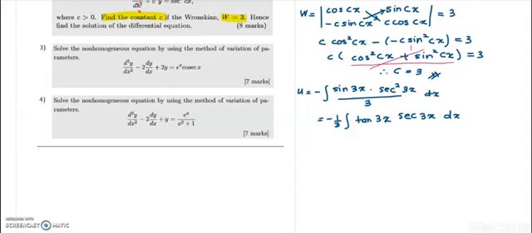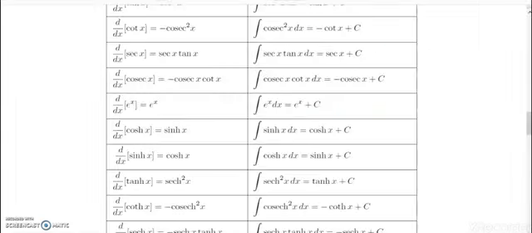Many of the students get stuck here, and do not know how to solve tangent 3x and secant 3x. So you must use the given formula. If you look at the list of formulas, you have somewhere here secant x tangent x dx. The integral of secant x tangent x dx is secant x.